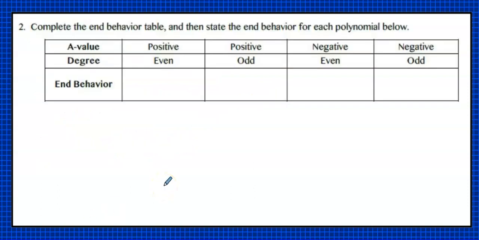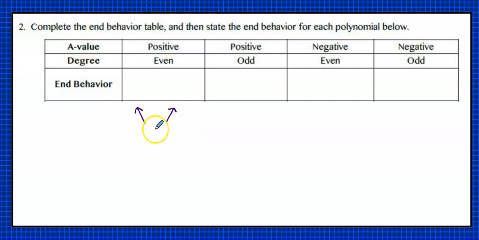Okay, so we are moving on to the next section. Number 2 talks about end behavior, and we're looking at the a value and the degree to see if it's even or odd to determine the end behavior. So I want to look at the even degrees first. So I'm going to skip over this positive odd. If the a value is positive and the degree is even, then it's going to have arrows. And remember, end behavior just means we're looking at the arrows at the end.